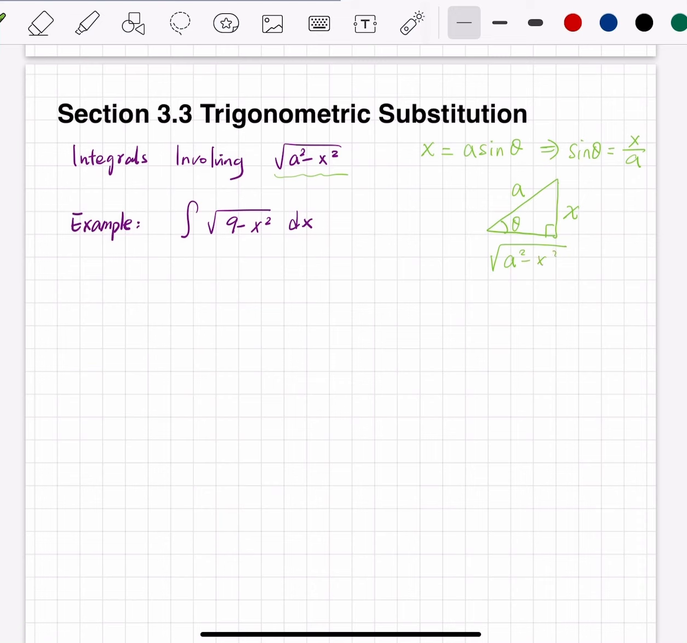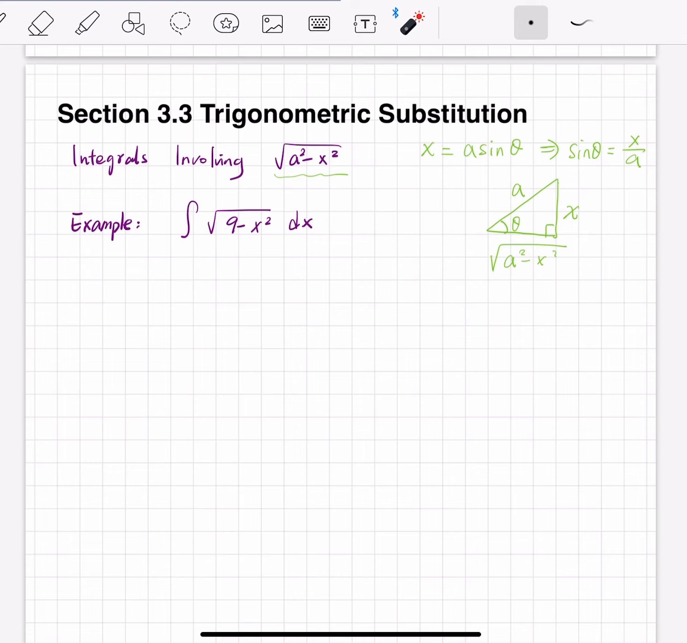This is the basic idea we want to use, so we can replace x with some kind of sine, cosine, depending on the situation we have. Then we use the triangles, the definition of the trig functions, to replace back. So this is the case: we have square root of a squared minus x squared, so we want to set x equal to a sine of theta.